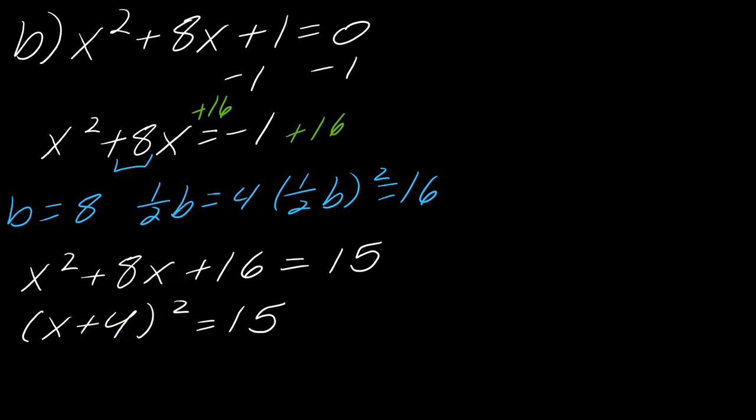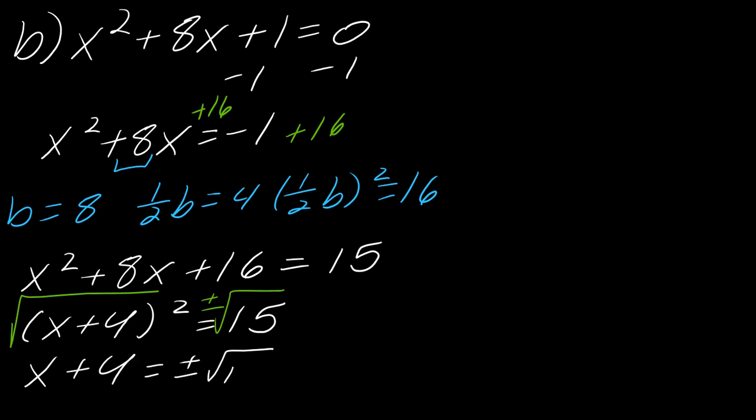And from here, now I can use the square root property. So I'll take the square root of both sides. So this becomes x + 4 = ± √15. And so then I can subtract off the 4, so I have x = -4 ± √15. The square root of 15 cannot be simplified any farther, so we will just leave that alone.